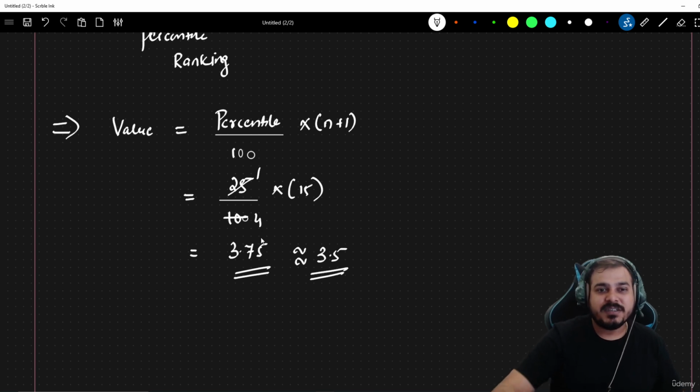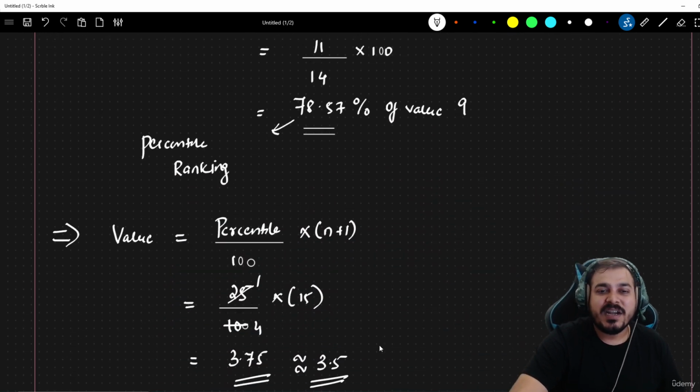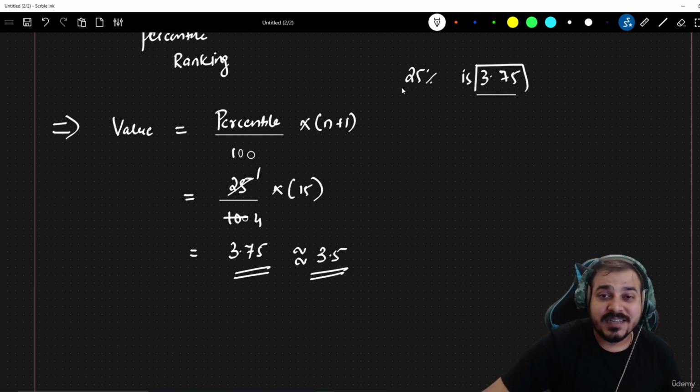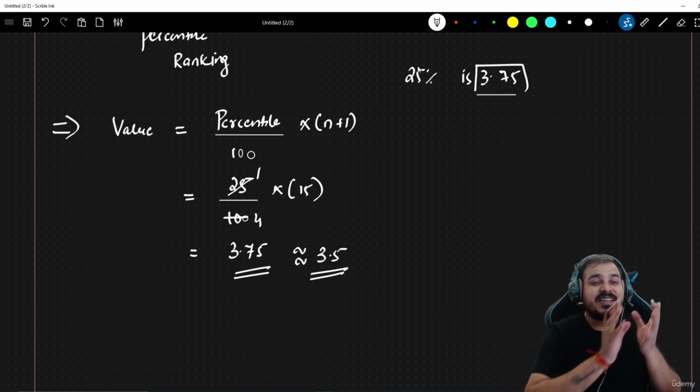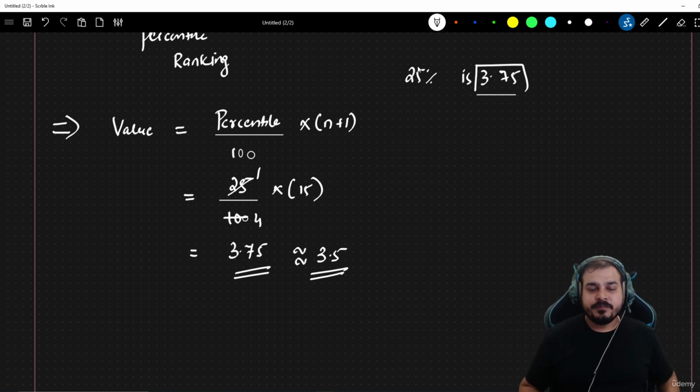Why did I not go with 3.75? Because there is no such value. So 3.75 is equivalent to taking these two numbers, 3 and 4, and averaging them, right? So 3.5 is basically the 25 percentile. That basically means that if the 25 percentile ranking is 3.75, it indicates that 25% of the entire distribution is less than 3.75. Very, very simple, right?